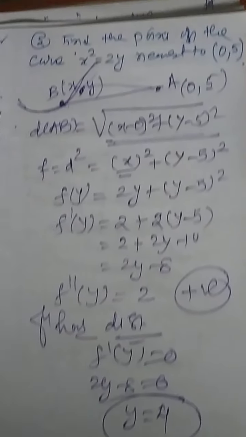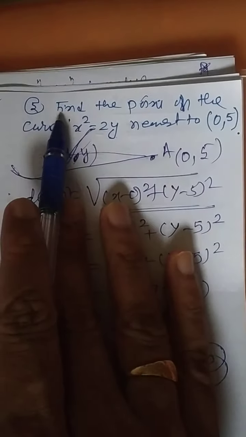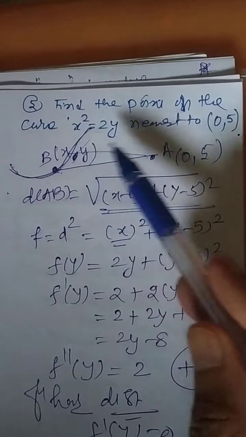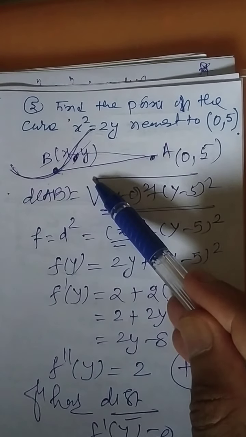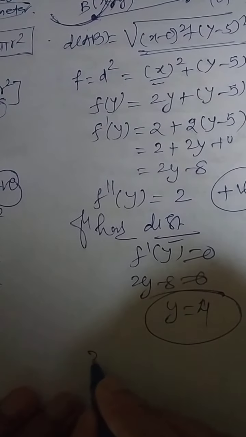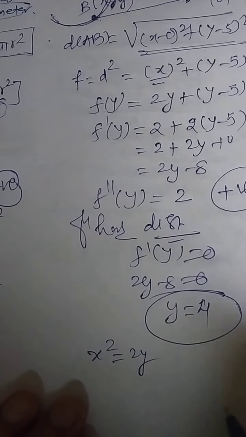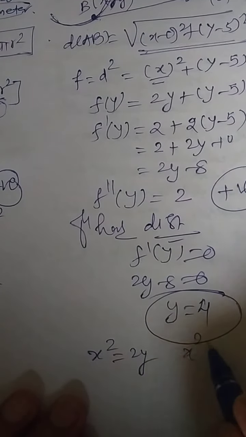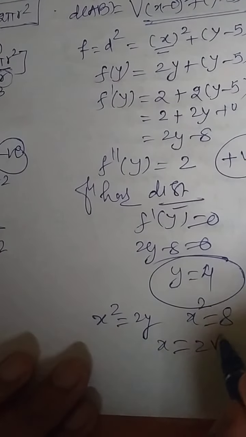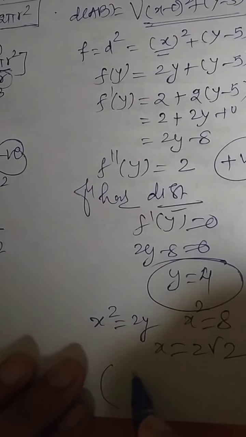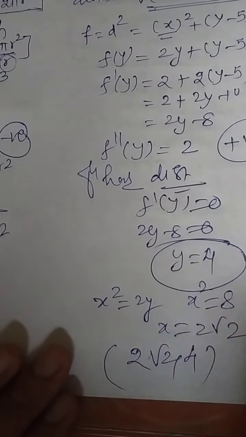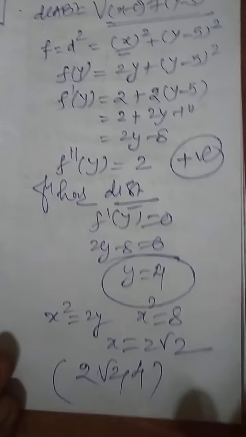But the question is asking something else. What is the question asking? Find the point on the curve. x and y are the point. The value of y you are getting is 4. So x square is equal to 2y is the relation; every point behaves like this. So if I write x square is equal to 8, the value of x is nothing but 2 root 2. So the answer will be the point 2 root 2 comma 4; it can be plus minus, you can write either. So this is a way to answer the question.